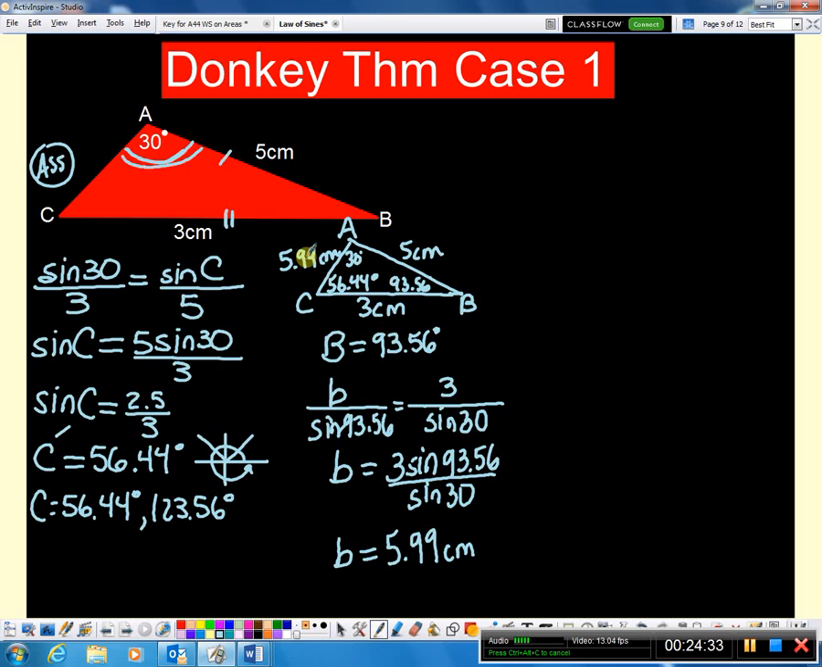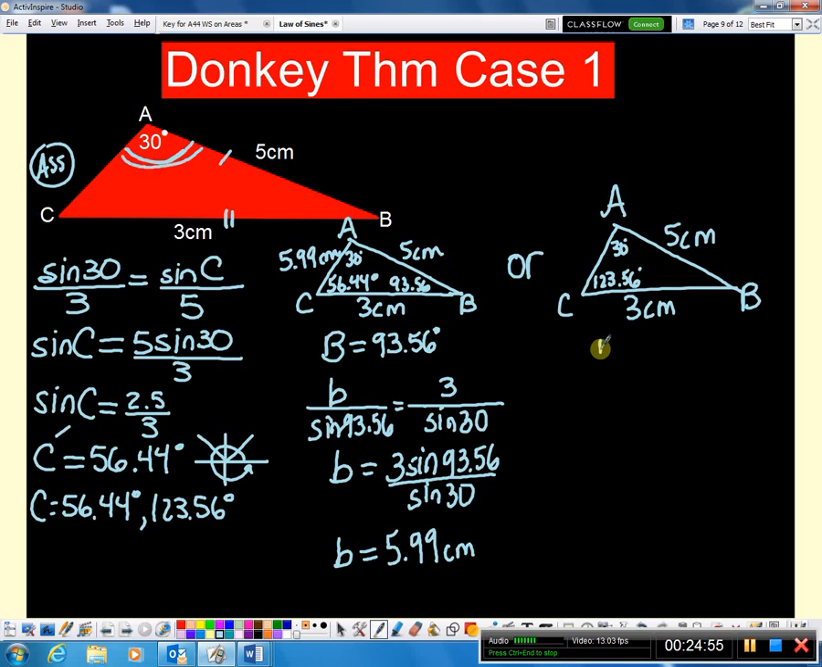Now, can the other way work? Well, let's just see. So this is 3, this is 5, this is 30. So the other way is to say, let C be the obtuse choice. Then your angle B is going to be 180 minus 30 minus 123.56. Well, that makes B 26.44 degrees. Oh, this is way different.